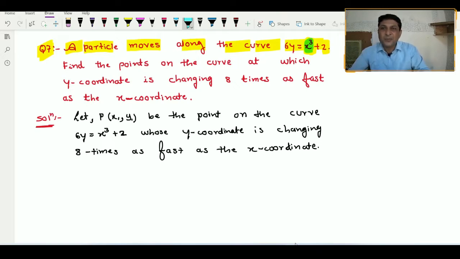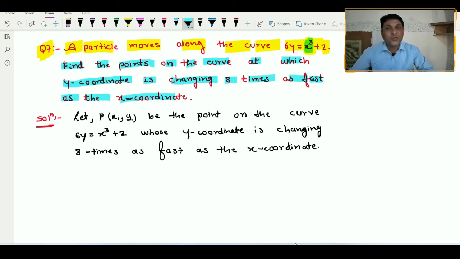Now here a point moves along the curve and we have to find the points on this curve. Means we have to find out coordinate of such point on this curve which satisfies this condition. Which condition? That y coordinate is changing 8 times as fast as the x coordinate. We know that on a curve infinite points are there. We have to find out such point on the curve where y coordinate is changing how much time? 8 times as fast as the x coordinate.